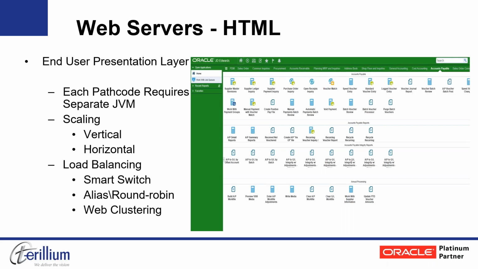web server, or we would provide multiple web servers with HTML that we could load balance either with smart switches like an F5. We can use a network alias, which just round robins people as they come in. Or both of those web servers, WebSphere and WebLogic, have clustering, which we can use as well to load balance these systems.